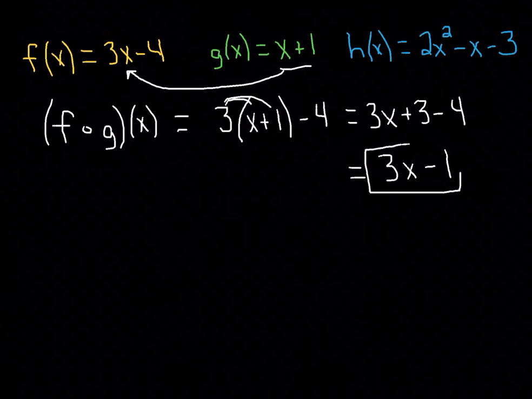So if they don't give you a value to plug in for x, then you just take your second function that's given to you from left to right, and you plug it into the first one. So g of x into f of x.